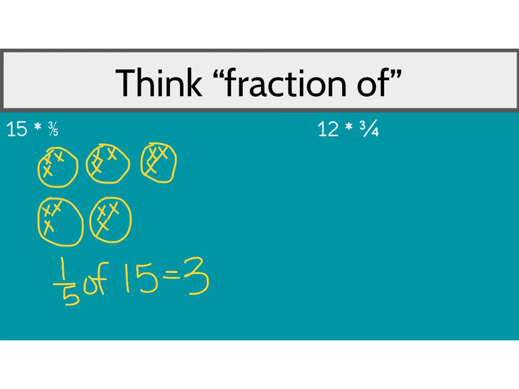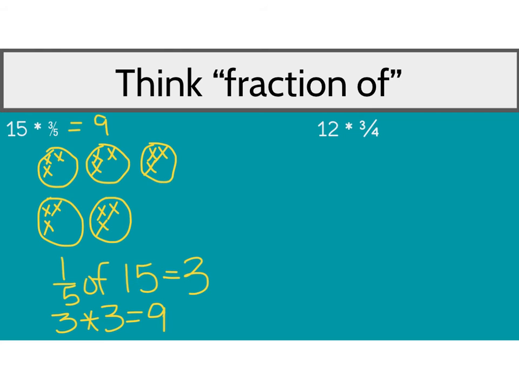But our fraction is 3/5, so we would have to do that 3 times. So what we would think about then is 3 times 3 gives us 9. So 15 times 3/5 is going to be 9 if we think of it like 3/5 of 15. So we were turning that around, thinking about fraction of instead of just trying to flat out multiply for that one.